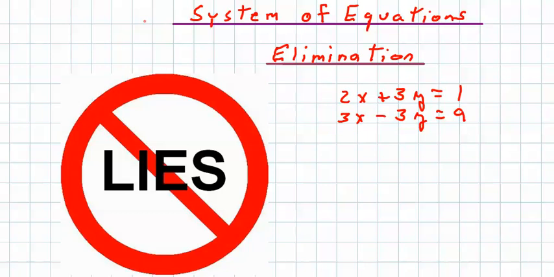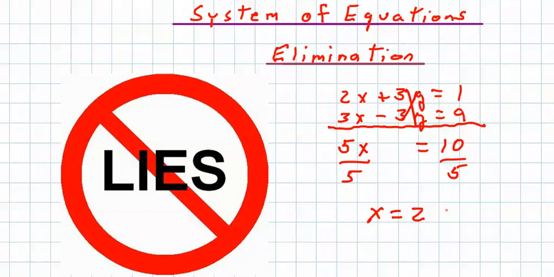So let's do that. And I'm going to put a line underneath here. When I add these together, 2x and 3x is 5x. 3y and negative 3y cancel, equals 10. This system is called elimination because when we add the two equations together, we eliminate a variable, which we just did. We eliminated the y's. Now we divide by 5, divide by 5, and we find out that x is equal to 2.